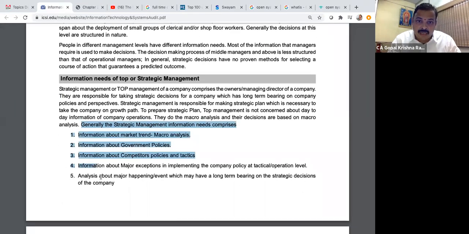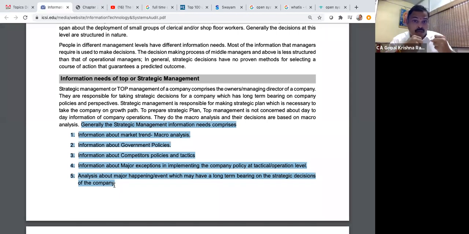Generally, the strategic management information needs comprise of what they want. They want macro analysis. They want to know government policy. Somebody would have recently introduced some notification. They want an interpretation of that, not only the notification printout. The personal secretary can give a printout of the notification to the executive director of finance. But what is the work of a company secretary?